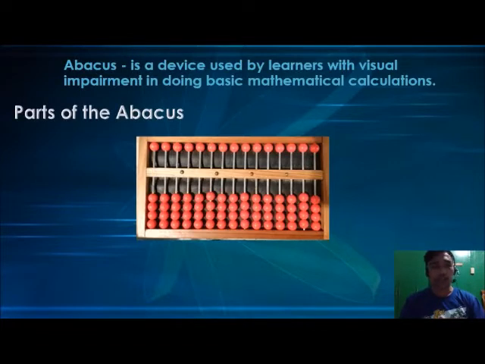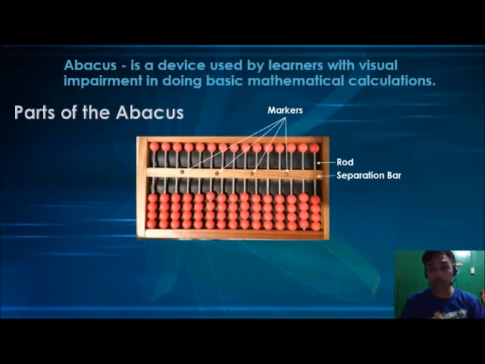Before we proceed, let us identify first the parts of the abacus. First are the markers. Next is the rod. Next is the separation bar. The separation bar separates the abacus horizontally, cutting across. The lower portion is known as the lower abacus, while the upper portion is known as the upper abacus.